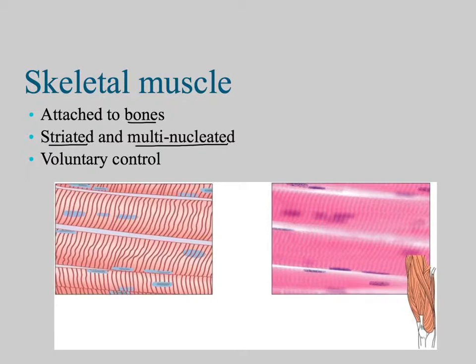So this is showing you a slide from skeletal muscle from some leg muscle, and you can see the striations, you can see the stripes, and also that here we've got several nuclei. This is all one muscle cell, not individual cells, multinucleated.